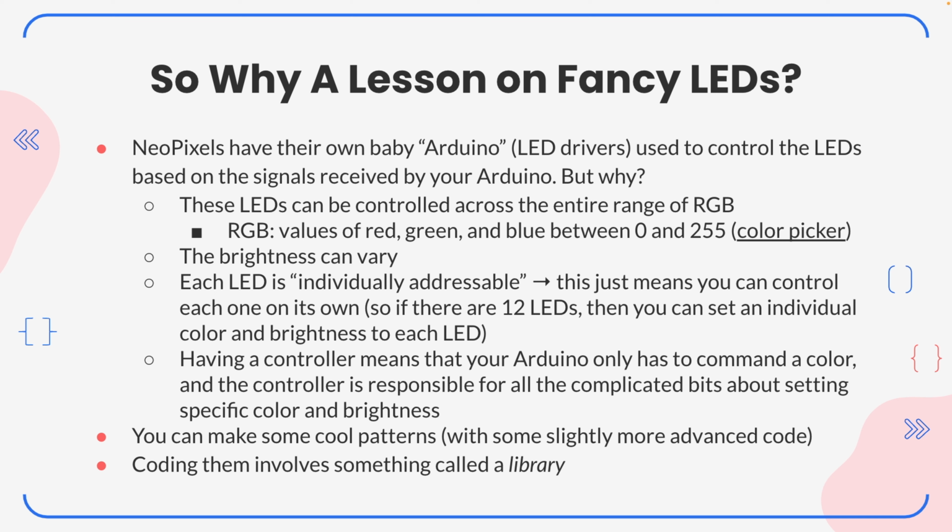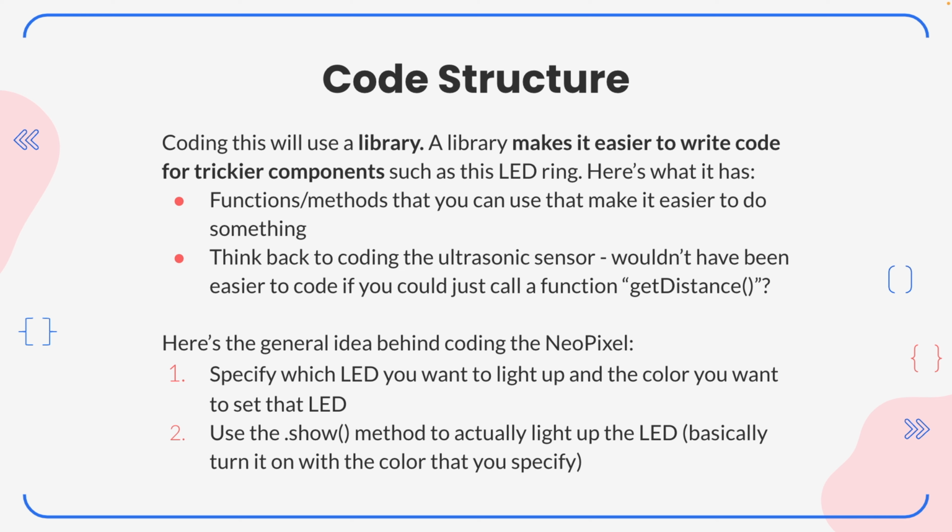Another thing is that you can make some cool patterns with some slightly more advanced code, and coding them, this is the big change, is going to use something called a library. So what exactly is a library? Well, a library is something that makes it easier to write code for trickier components like this LED ring. Because as we know, this LED ring has this discrete controller on it, but there's no intuitive way that we can think of to write code for that controller, at least not immediately.